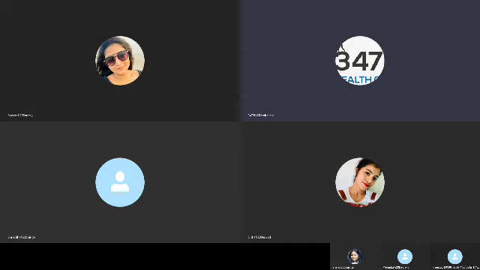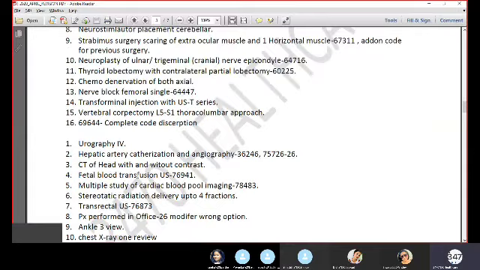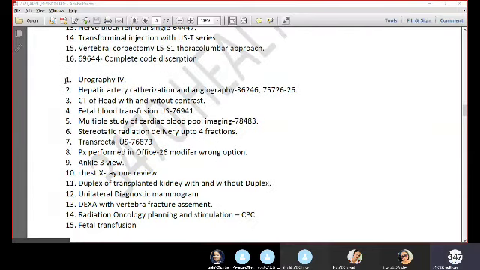So, 7 series radiology, right? In your exam, 10 questions will come. What is meant by urography intravenous? What is the code for urography intravenous?